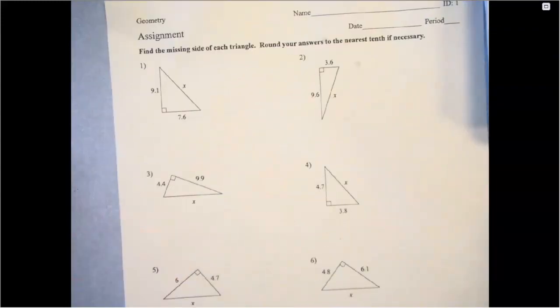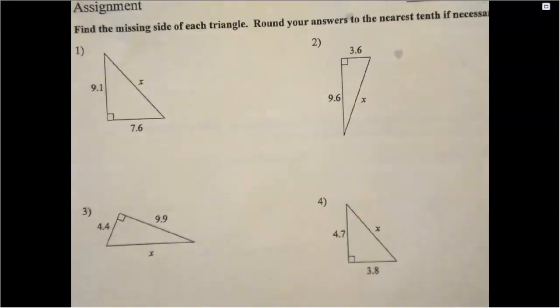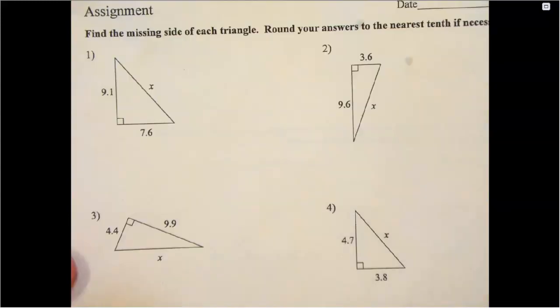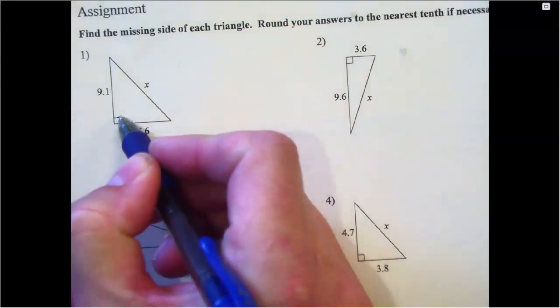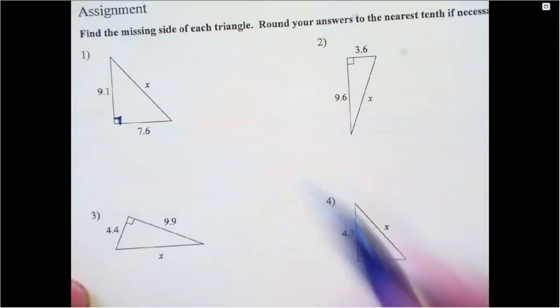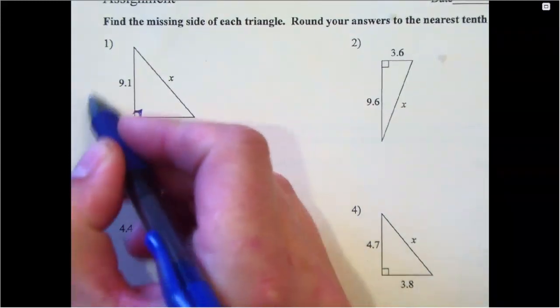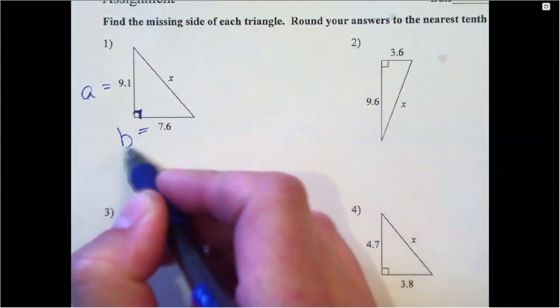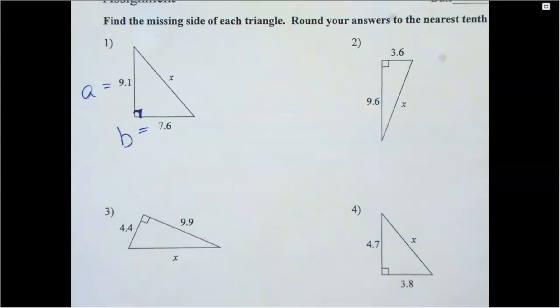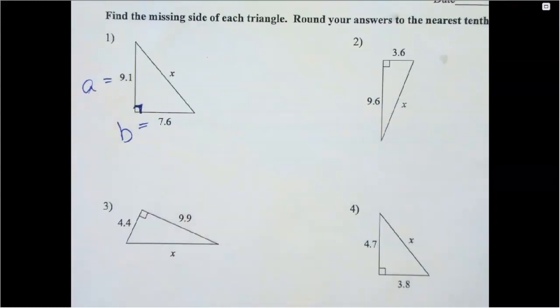Pythagorean theorem. So we've got a right triangle. We know two sides of it, and we're looking for the third side. You've got the right angle here. The two sides that touch that, so this side and this side, are going to be called A and B, and they can be either way. You can put B up here, A down here, either way.